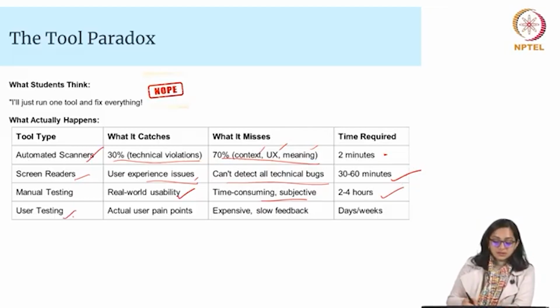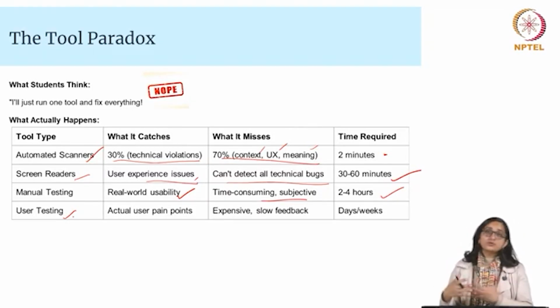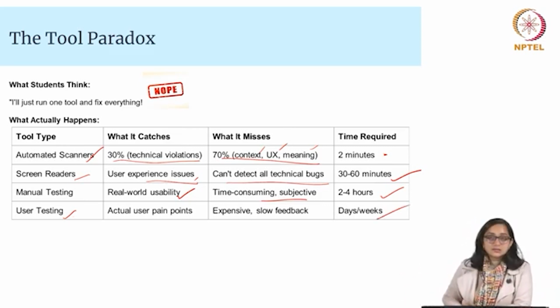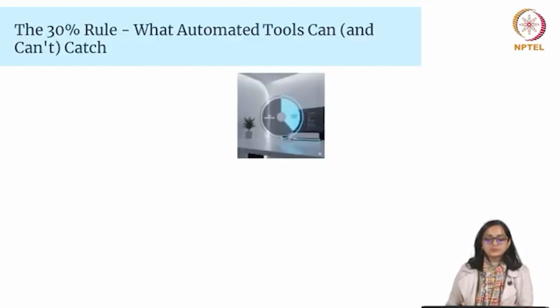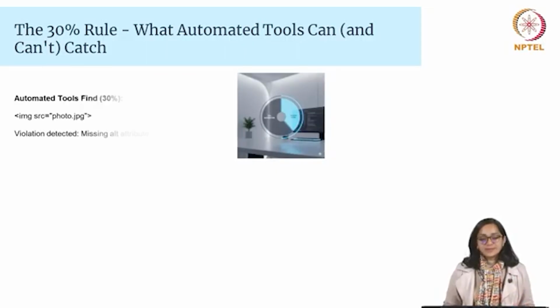And user testing, again, is where the users are not small in number, but you are doing large scale user testing, and it may take weeks, etc., and it may be very expensive to conduct those studies, and you may get slower feedback. So what automated tools are not able to catch, that is something we'll try to understand.